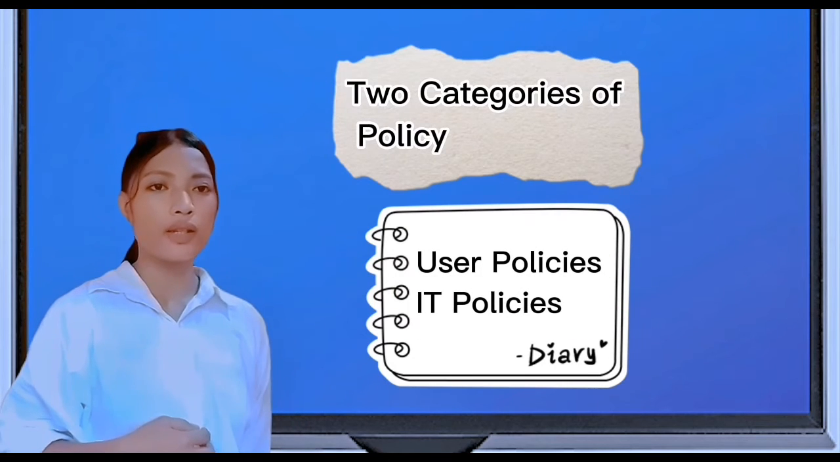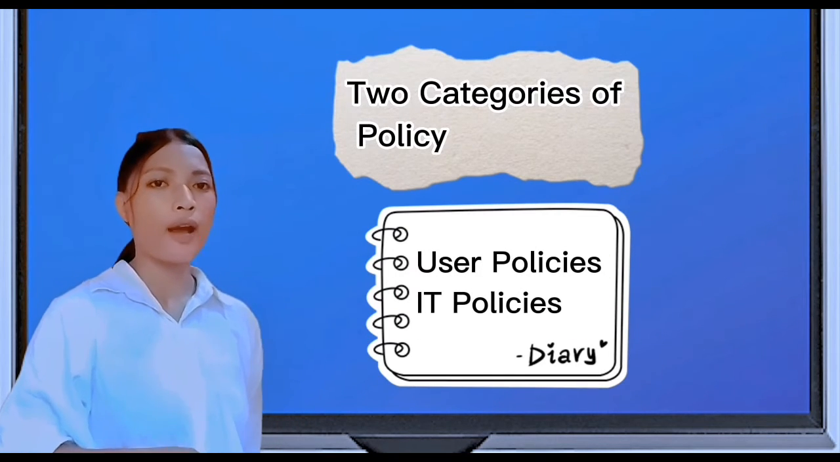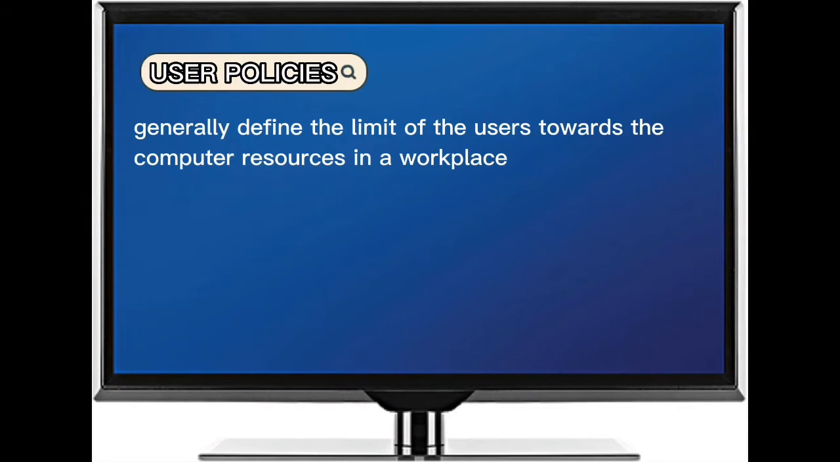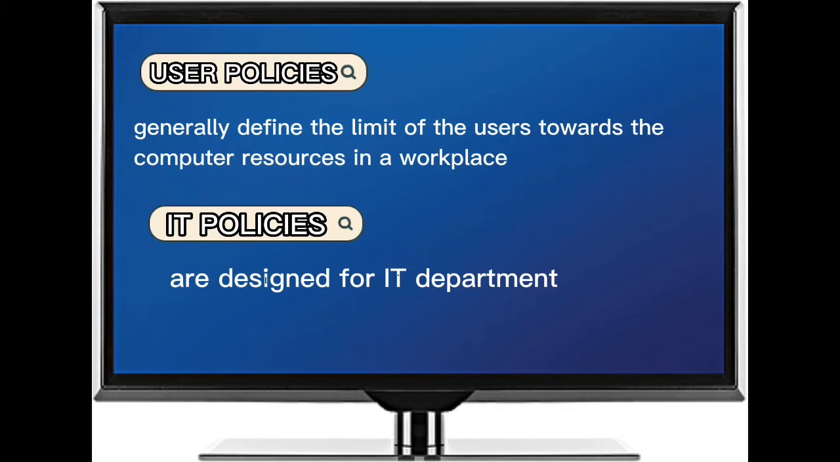Policies are divided into two categories, which are user policies and IT policies. User policies generally define the limits of the users towards the computer resources in a workplace. For example, what are they allowed to install on their computer, and can they use removable storage? IT policies. IT policies are designed for the IT department to secure the procedures and functions of the IT.